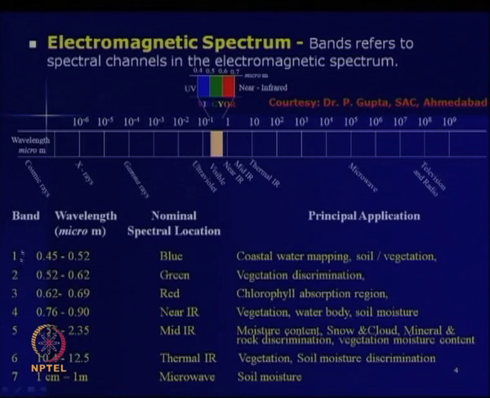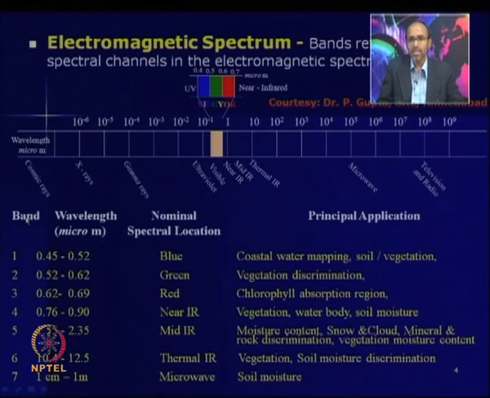So here I have listed various bands. The band here refers to spectral channels in the electromagnetic spectrum, bands 1 to 7. The wavelengths are given in micrometers, starting from 0.5 to say 1 meter. The nominal spectrum location, for example, within the wavelength of 0.45 to 0.52 is blue, and then 0.5 to 0.62 is green. So like that.